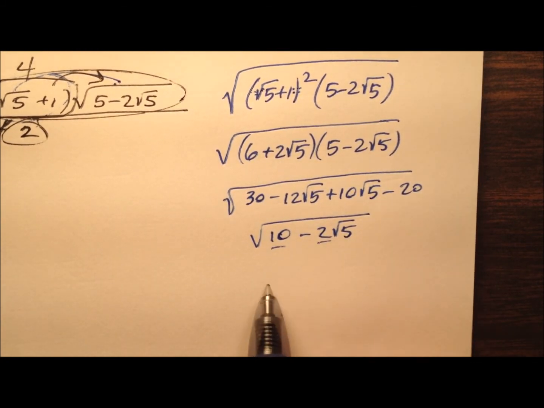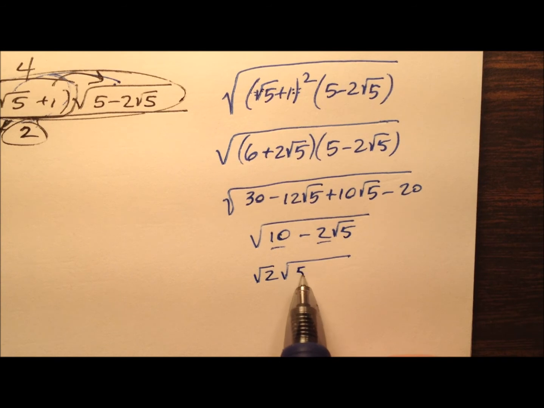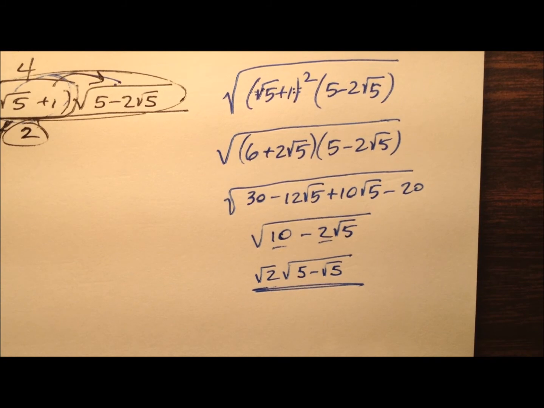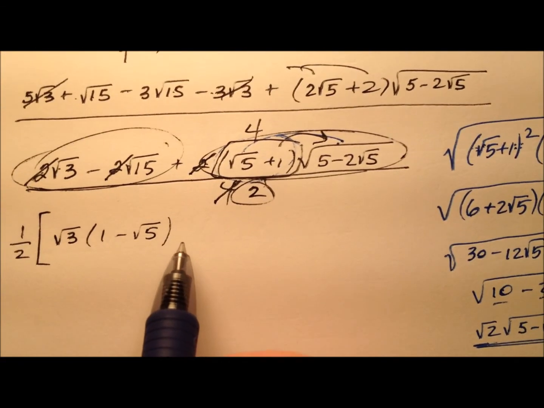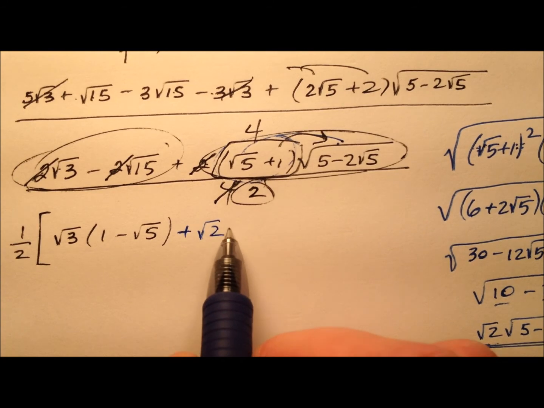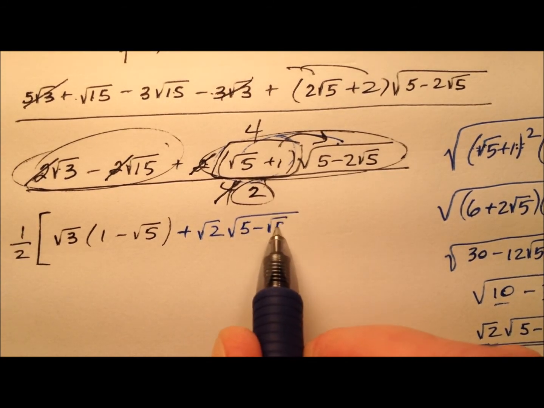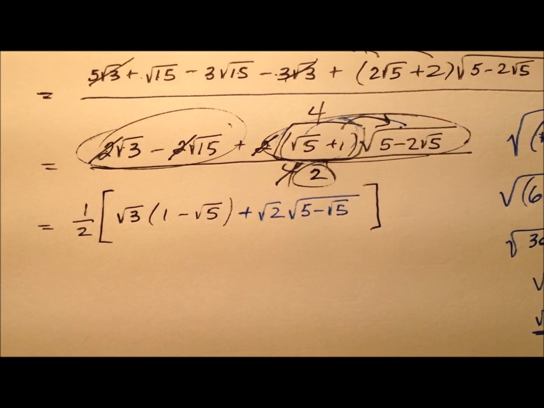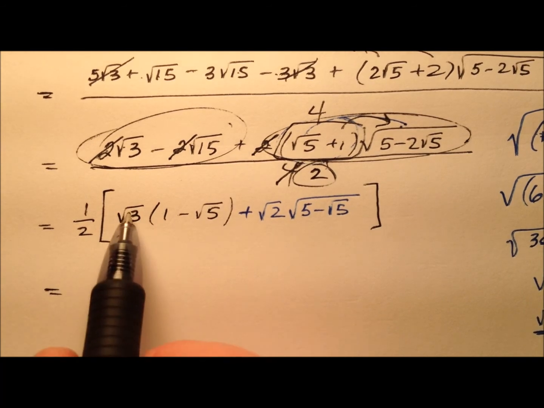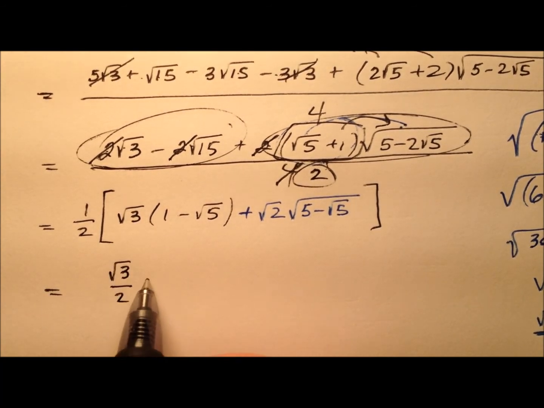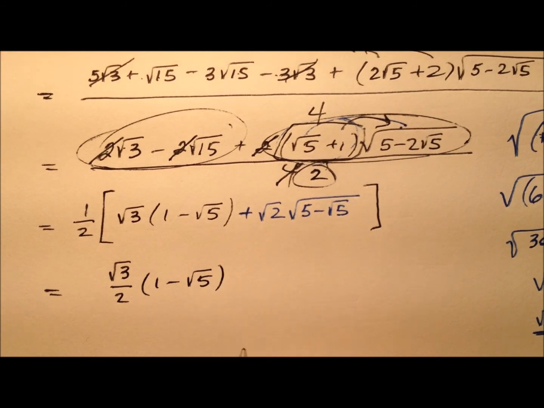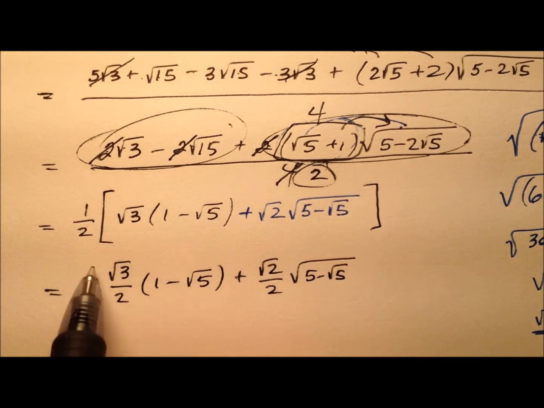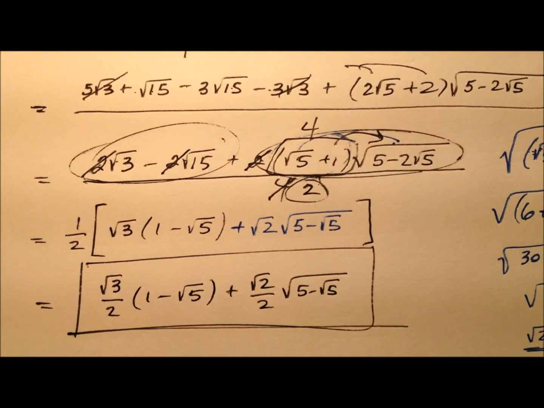And then let's just take the 2 out. So we have the square root of 2 times the square root of 5 minus radical 5. Okay, and I'll show you why we're going to do that here as well. So what we have here now is plus the square root of 2 times that square root of 5 minus radical 5. Okay, change back to my original color here. All right, so here's what we can do. This square root of 3 can go over 2, so 1 minus the square root of 5, plus the square root of 2 over 2 times that radical expression. And I'd say that's about as simplified as we're going to get.